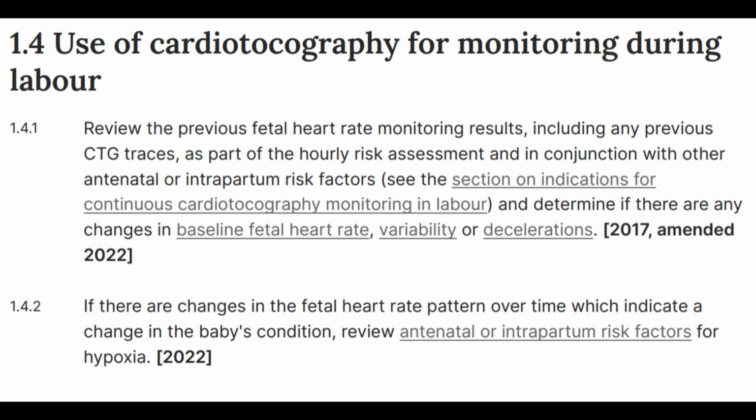Use of cardiotocography for monitoring during labor. Review the previous fetal heart rate monitoring results, including any previous CTG traces, as part of the hourly risk assessment and in conjunction with other antenatal or intrapartum risk factors, and determine if there are any changes in baseline fetal heart rate, variability, or decelerations. If there are changes in the fetal heart rate pattern over time which indicate a change in the baby's condition, review antenatal or intrapartum risk factors for hypoxia.